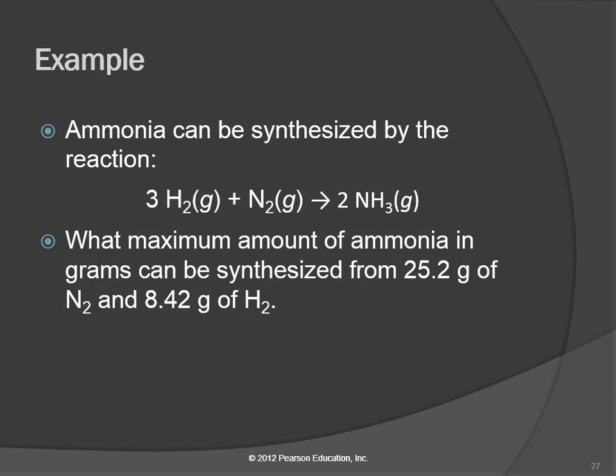Well, I don't really have space under this equation, but I have some space above. So I'm going to take these numbers and write them with my equation here. So 25.2 grams of nitrogen, and 8.42 grams of hydrogen. And I'm trying to find out how many grams of ammonia can be made.